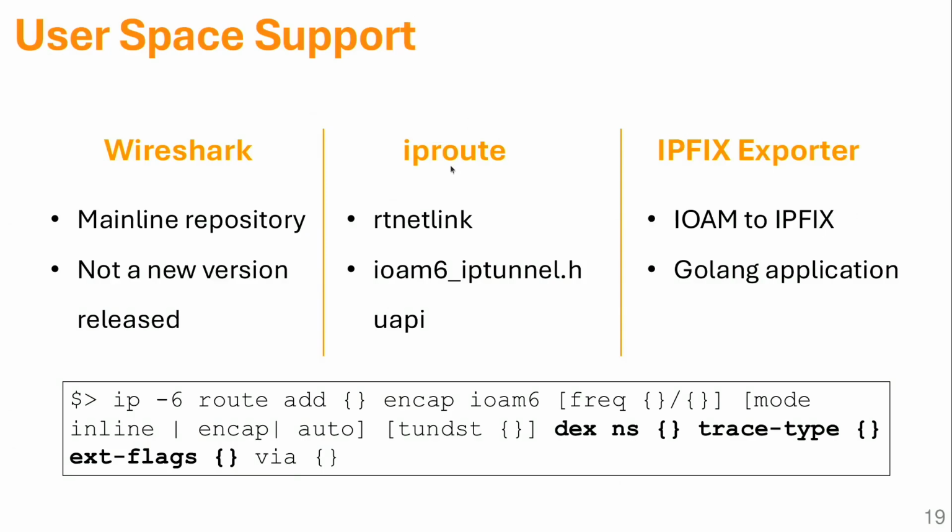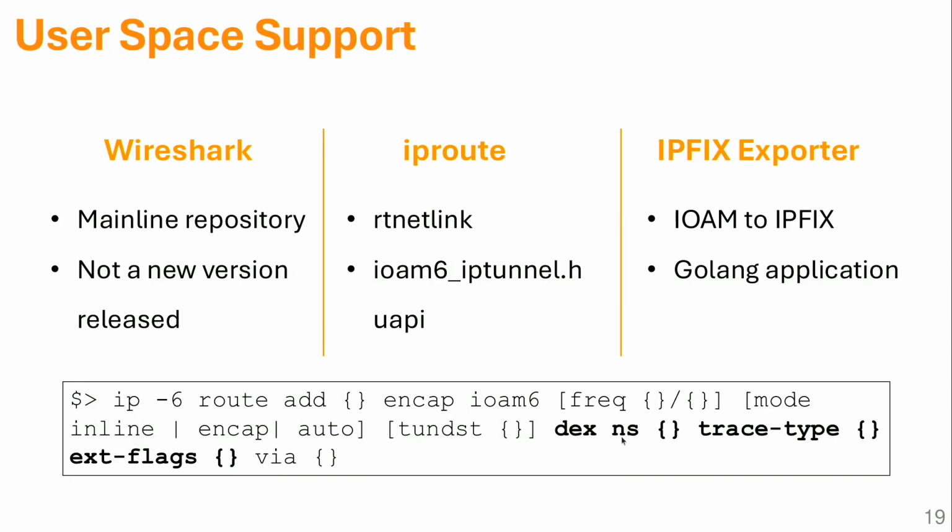To configure the lightweight tunnel, we have updated IP route to configure the route with the command on the bottom of the screen. So you specify encapsulation with IOM over IPv6, which is named IOM6. You can specify a frequency of insertion, that means in how many packets the IOM will be used in total. You can specify the mode, so with the inline encapsulation or encapsulation with the IPv6 in IPv6 tunnel, or you can use the auto argument to let the kernel figure it out.